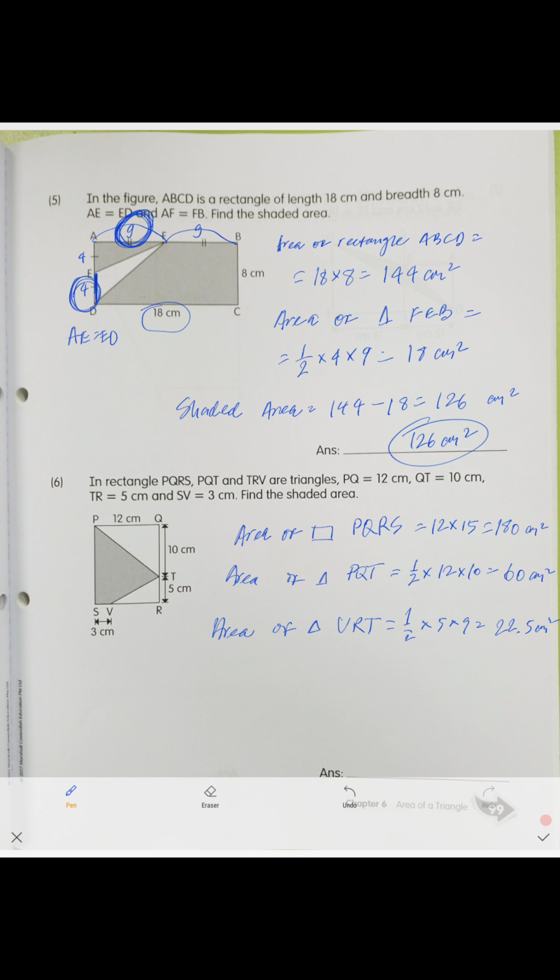That's it. You have your area of rectangle. You need to subtract the area of the big triangle and the area of the small triangle. This is what we do. Shaded area is equal to 180 minus 60 minus 22.5, which is 97.5 square centimeters. That's it.